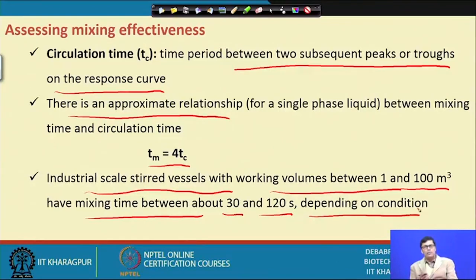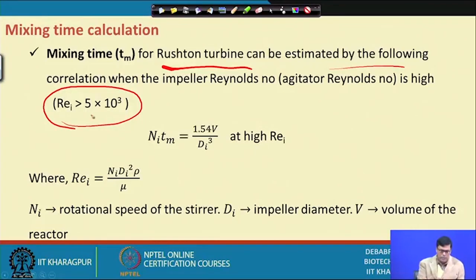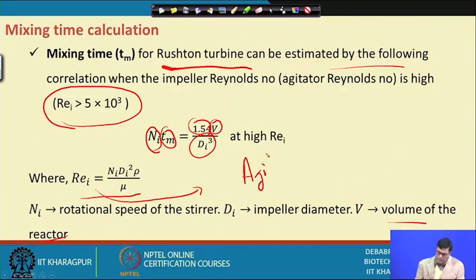So, for a 1 to 100 cubic meter reactor, the mixing time comes to about 30 to 120 seconds. Now, let us try to solve for the mixing time. In case of a Rushton turbine, it can be estimated by the following equation, and this is applicable when the Reynolds number is more than 5 into 10 to the power 3. Here N is the rotational speed of the agitator, and the mixing time equals 1.54 times the volume of the reactor, and DI is the diameter of the impeller. The Reynolds number is not the normal Reynolds number, it is called the agitator Reynolds number.